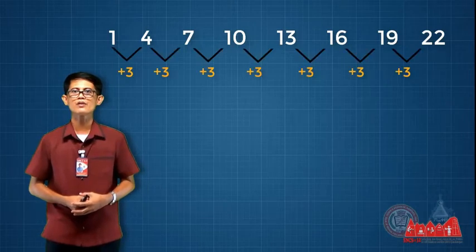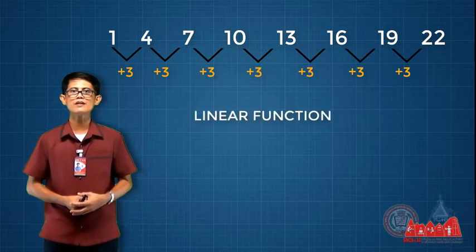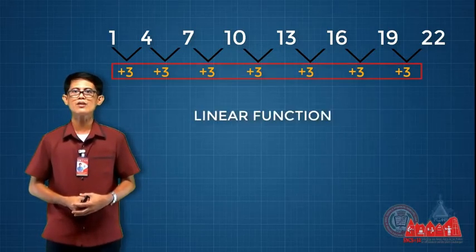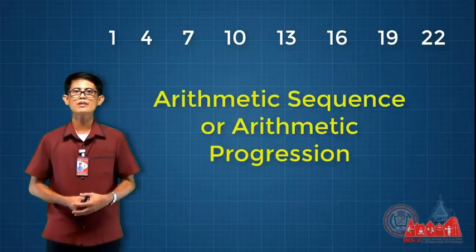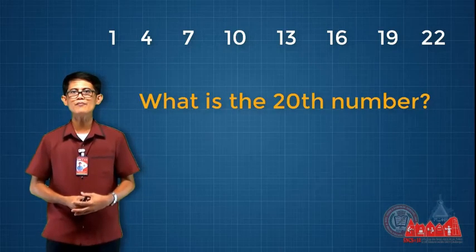So our interval, or we call this the common difference, is 3. This is a linear function because the first difference is a constant, and this is a special kind of sequence called arithmetic sequence or arithmetic progression. So if I ask you, what is the 20th number?